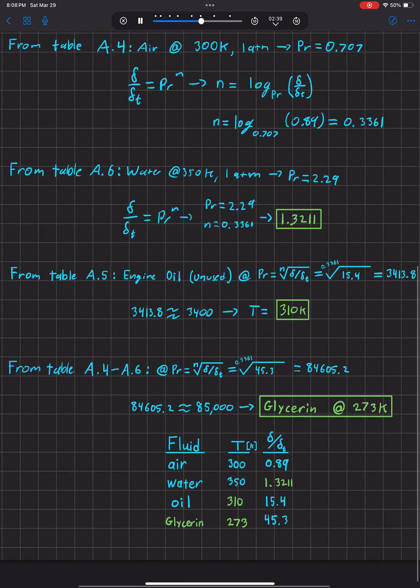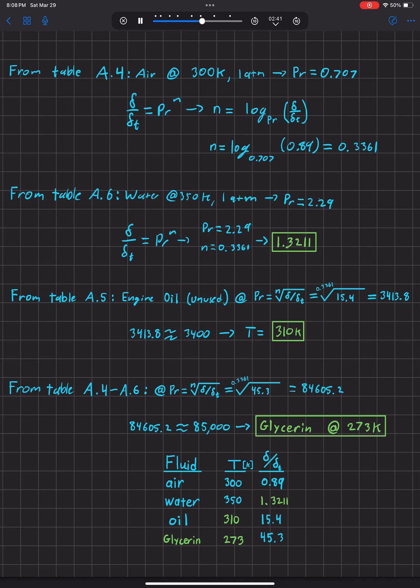Next, we're going to move back to table A5, and we're looking at engine oil. I just assumed unused, but that's just an assumption I made. We have the ratio of delta over delta T, and since we know that again is Prandtl to the n, we can know that the Prandtl number is delta over delta T to the root n, which again we know. That gives us that the Prandtl number is 3,413.8, which looking at the table is close enough to 3,400, and so we're assuming that the T is basically equal to 310 Kelvin. That fills in that missing value.